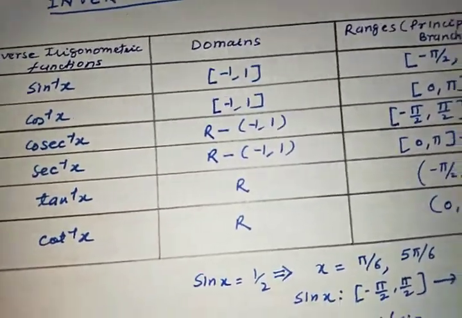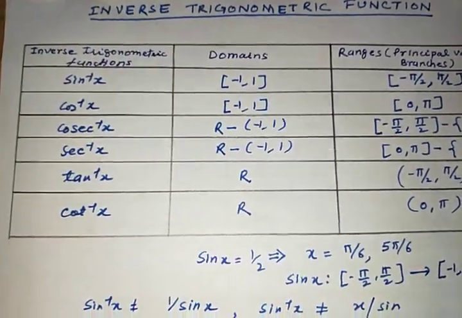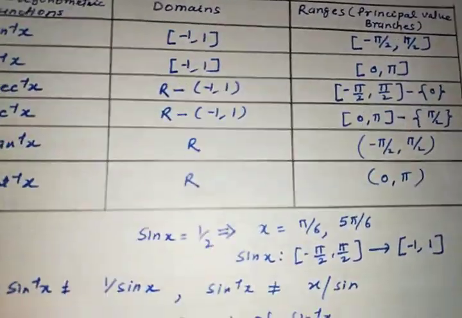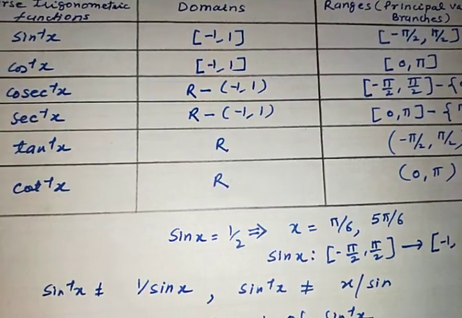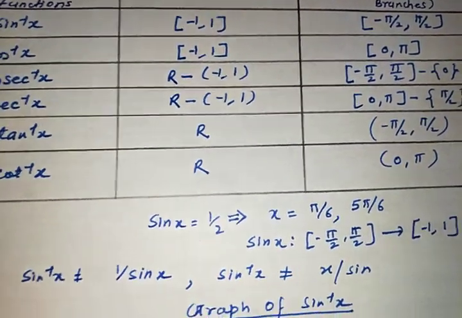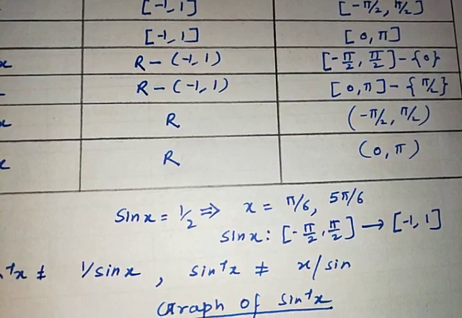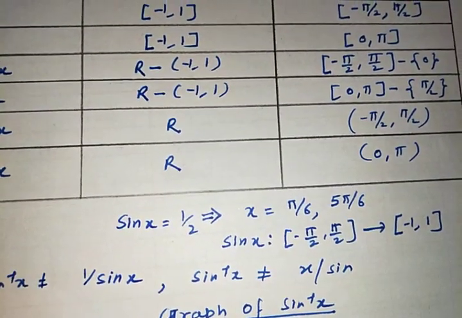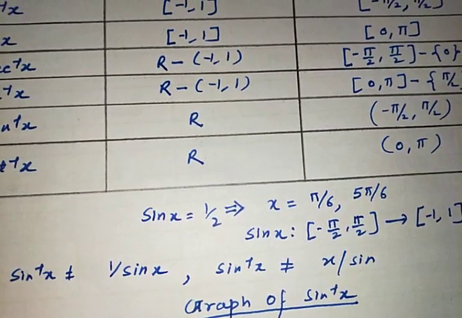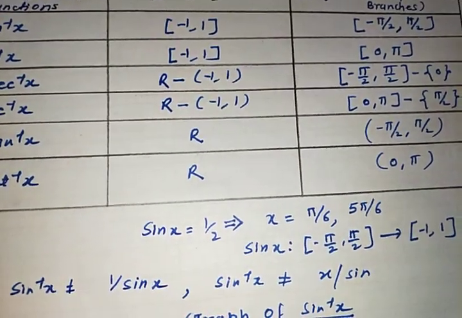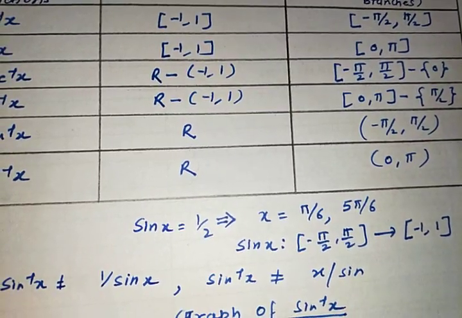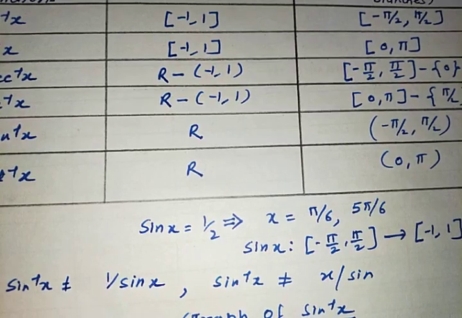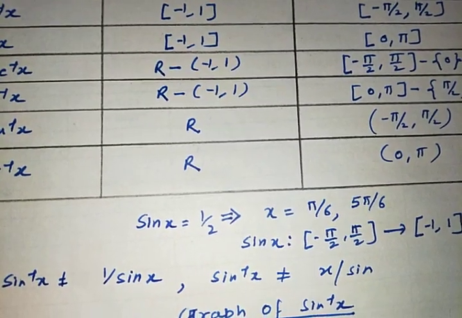Now a question arises whether this restriction is fixed or we can take other restrictions to show that sin x is 1 by 2. Children, other intervals exist, but this interval is called principal value branch. So this will be called principal value branch. Others may exist apart from the principal value branch.